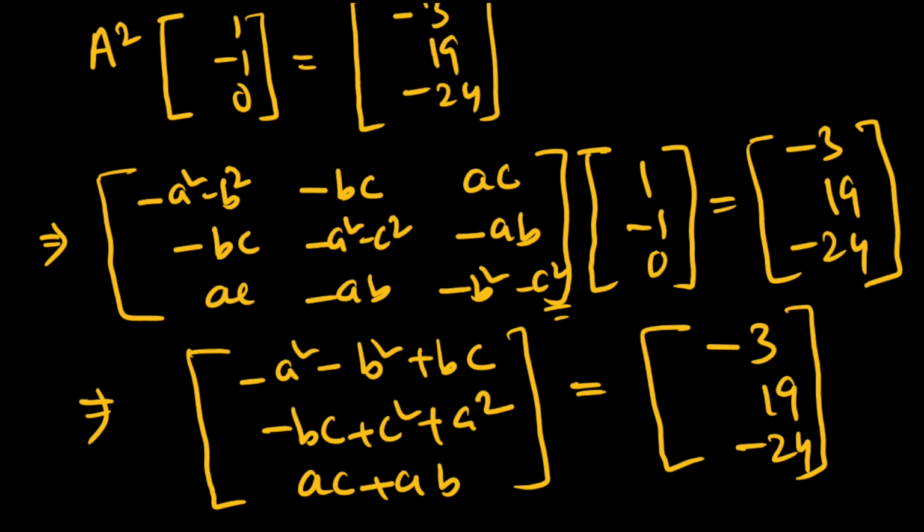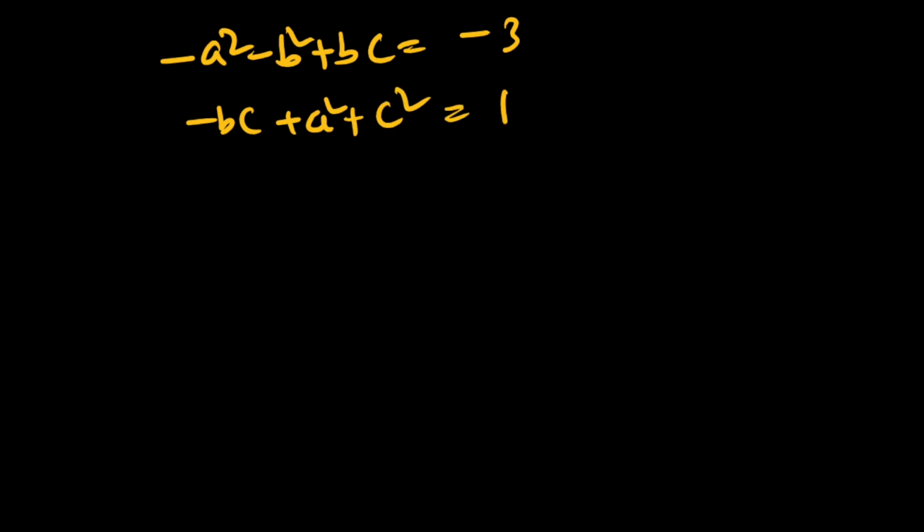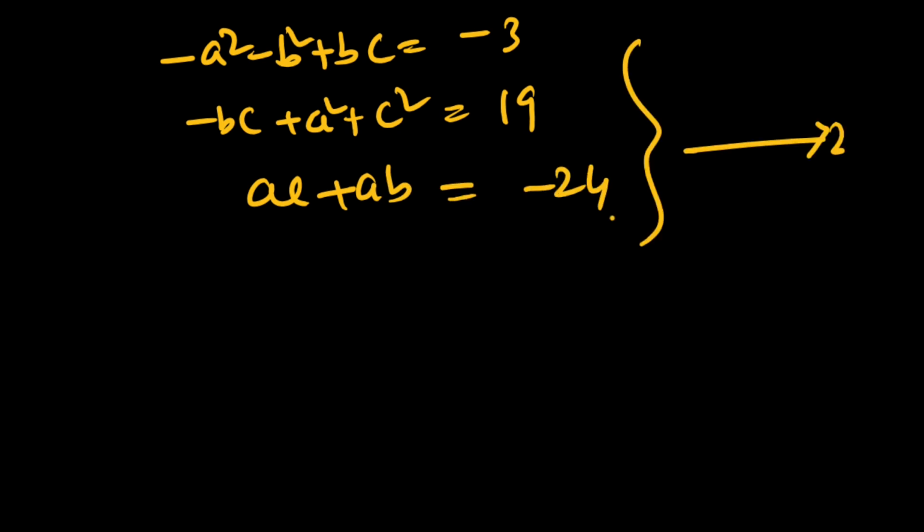Now we compare each term of these two matrices. So minus a square minus b square plus bc is equal to minus 3, minus bc plus a square plus c square is equal to 19, and ac plus ab is equal to minus 24. We number it 2.